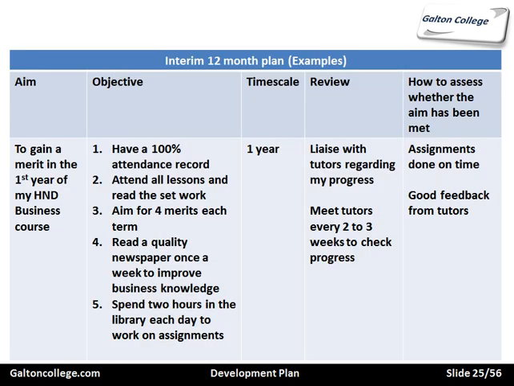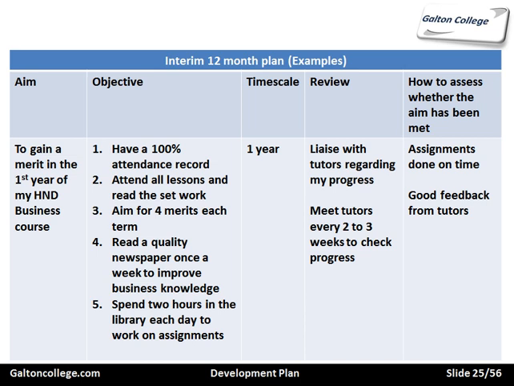Say a 12-month plan could be to gain a merit on the first year of my H&D in business course. So that's the aim. Now the objective, have 100% attendance record, so do all the classes, meet all the requirements, aim for 4 merits each term, read a quality newspaper once a week to improve business knowledge, and so on. The timescale is a year.